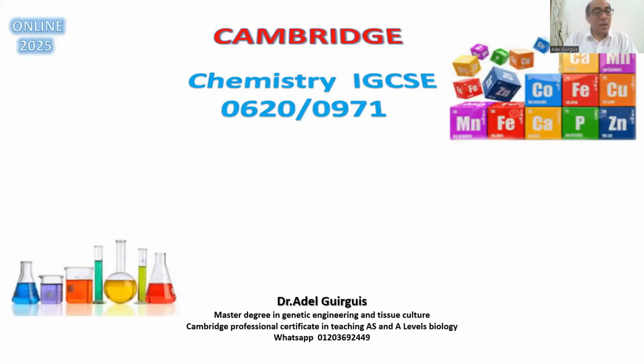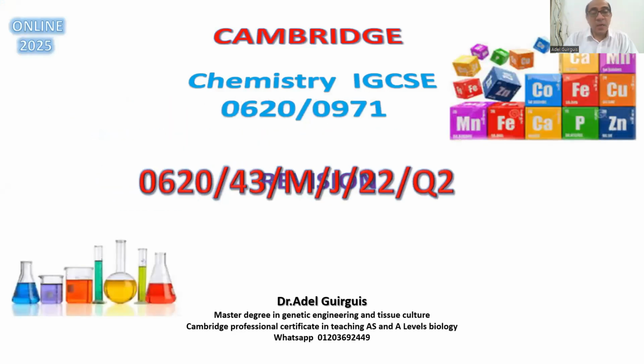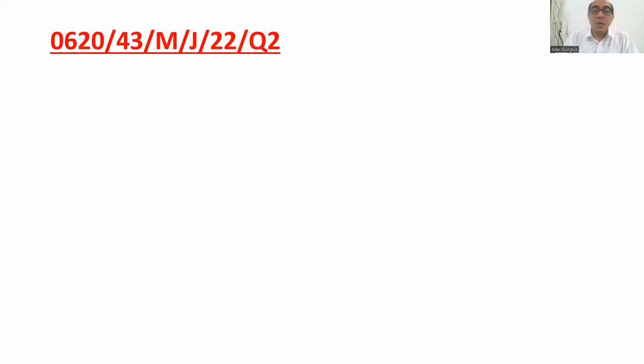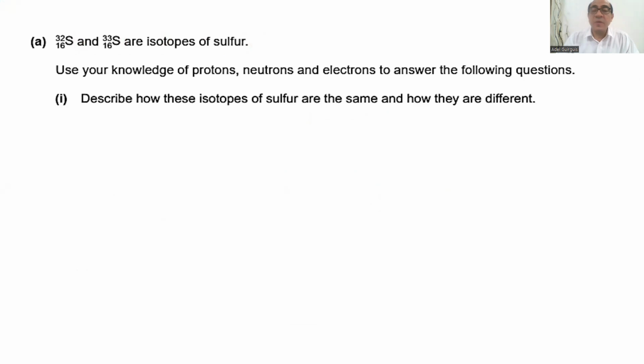Today we will revise and answer this question about paper 4, variant 3, May/June 22, question number 2. Let's start. First part: sulfur-32 and sulfur-33 are isotopes of sulfur. Use your knowledge of protons, neutrons, and electrons to answer the following questions. Describe how these isotopes of sulfur are the same and how they are different.